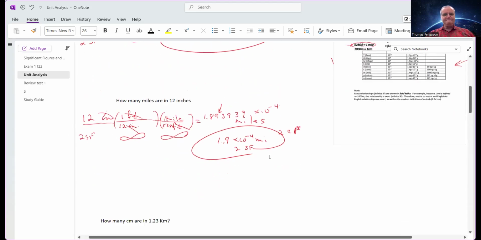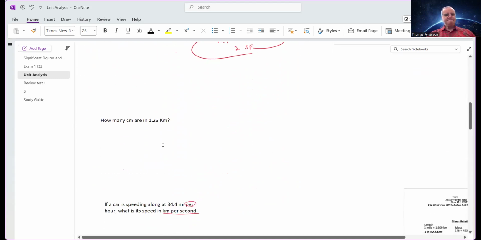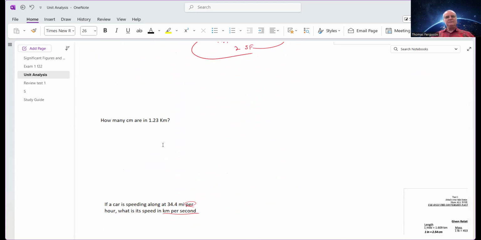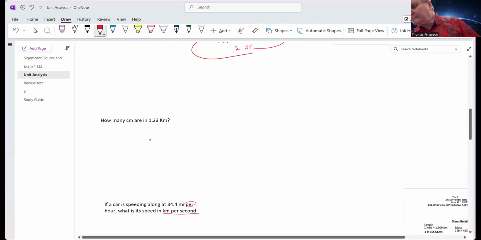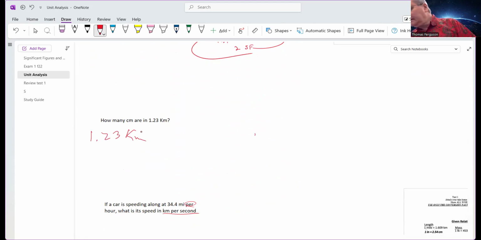Okay, so let's just start doing a bunch of problems now. How many centimeters are in 1.23 kilometers? Okay, so what's given? And we're trying to calculate centimeters. So that's given, calculate, and then we need to do the conversions going from kilometers to centimeters.